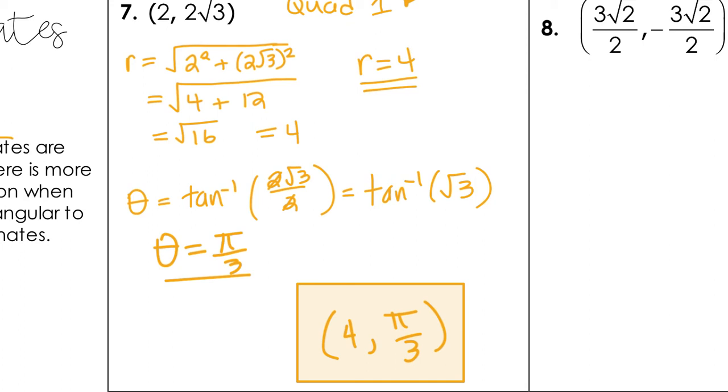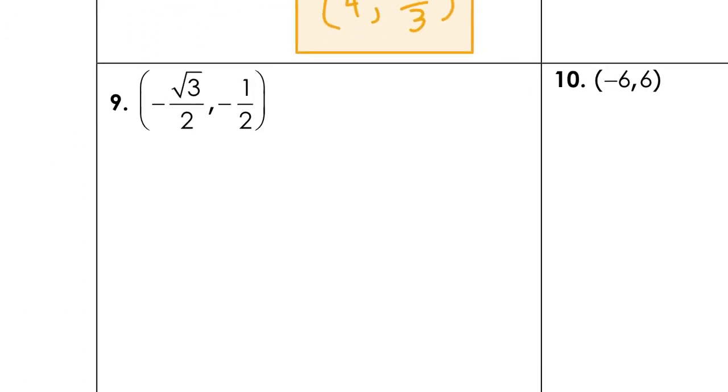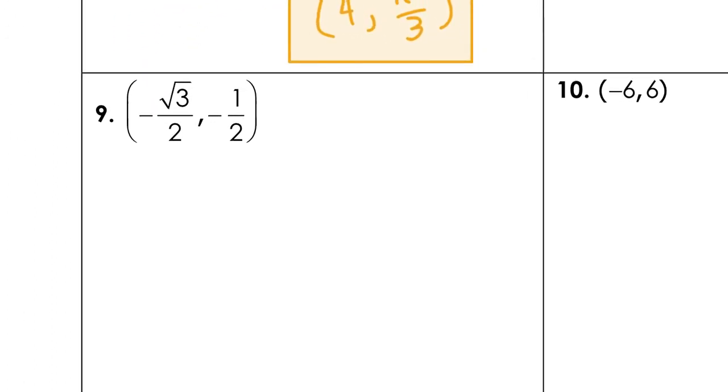All right, so let's look at another one. So we have negative square root of 3 over 2, that's our x, and negative 1/2, that's our y. So in this case, x is negative, y is negative. If you can picture the quadrants in your head, this would be quadrant 3.